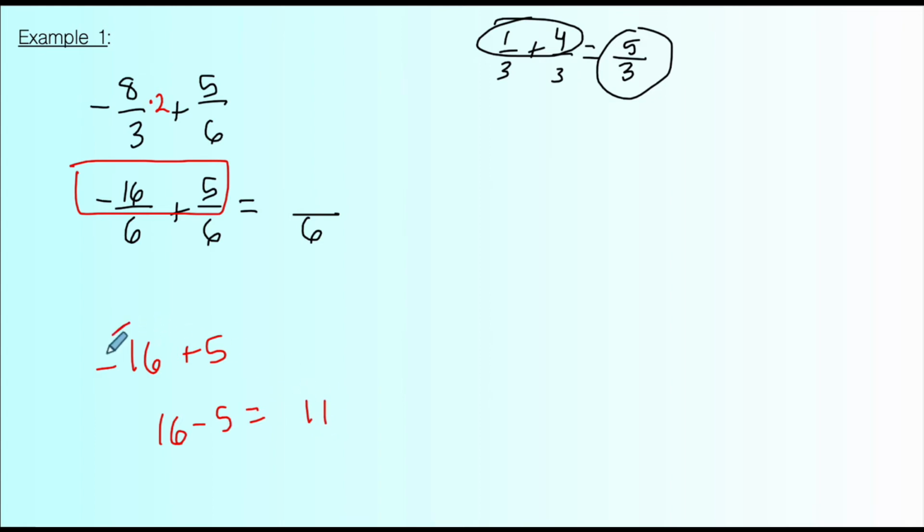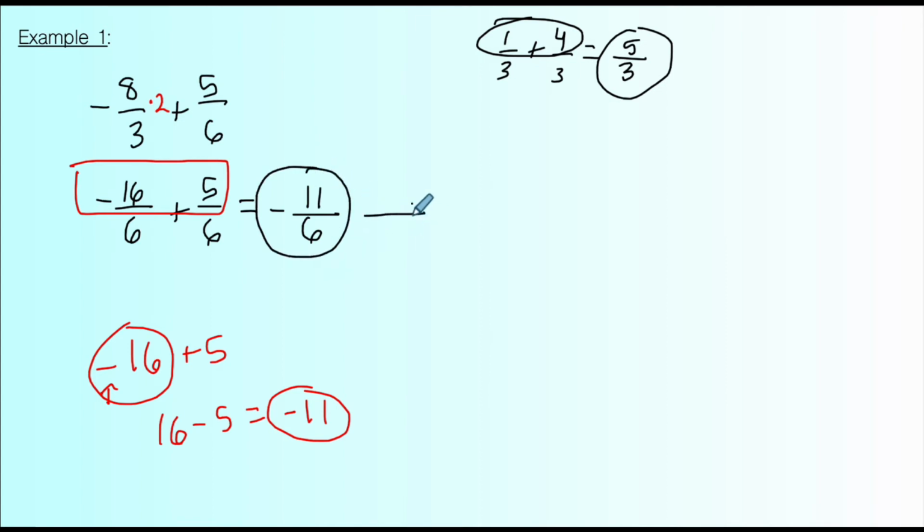And since the 16 is the bigger absolute value and it's negative, my final answer is going to be negative. So -16 over 6 plus 5/6 is equal to -11/6.